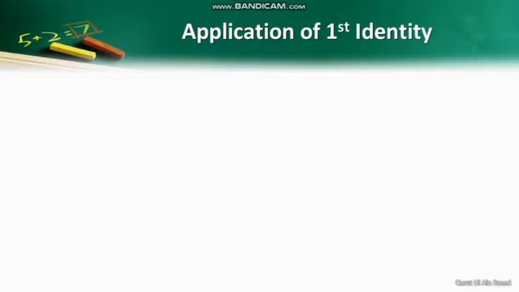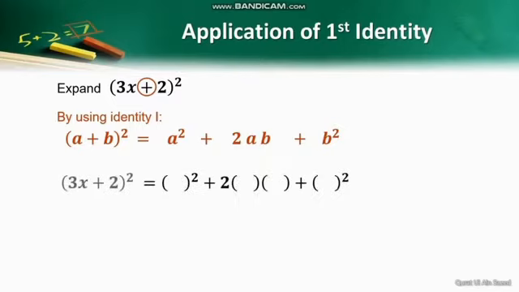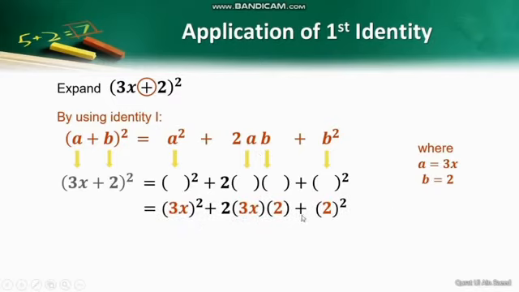The first situation is: expand 3x plus 2 the whole squared. Clearly we can see that it is the perfect square of the sum of 3x and 2. So definitely it's the case of the first identity. Then we'll compare the given expression to the left hand side of the identity to identify the values of a and b. This suggests that a must be 3x and b should be 2. Inserting these values of a and b in their places in the right hand side of the identity, as you can see on the screen. Remember that the square is also on the coefficient of x.